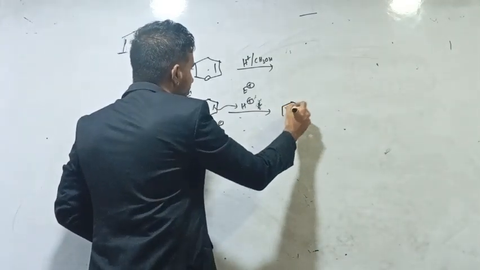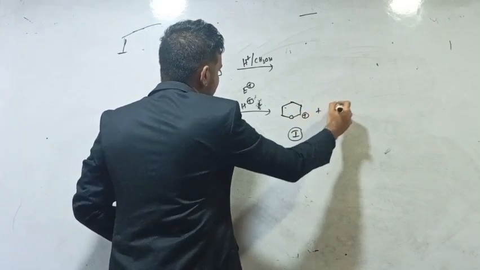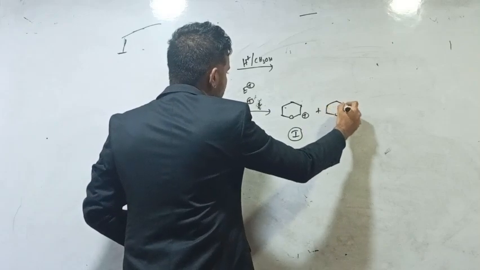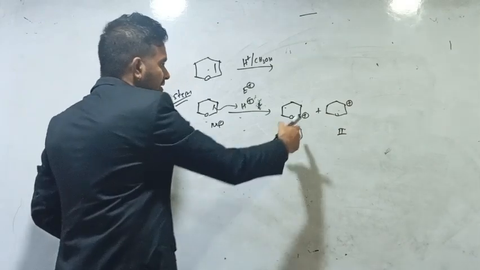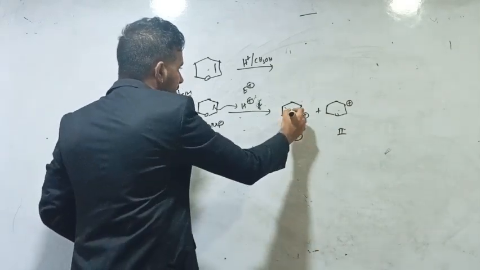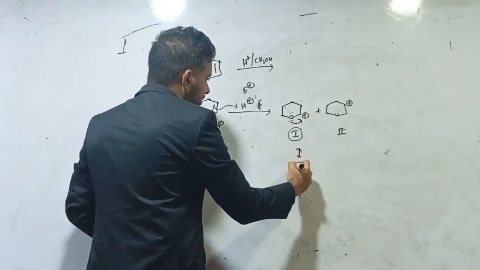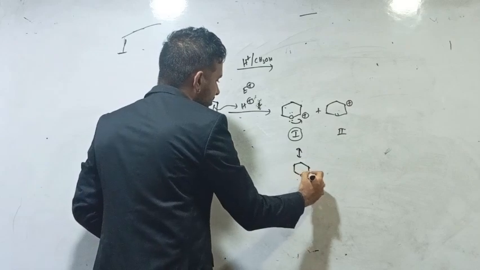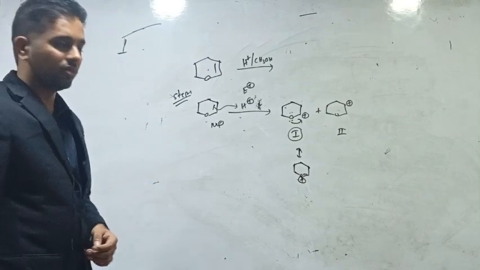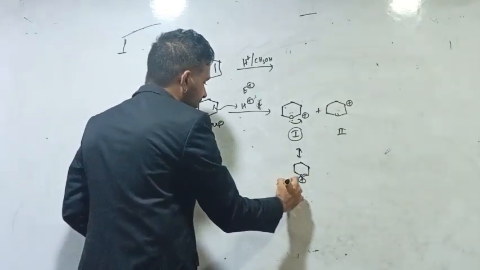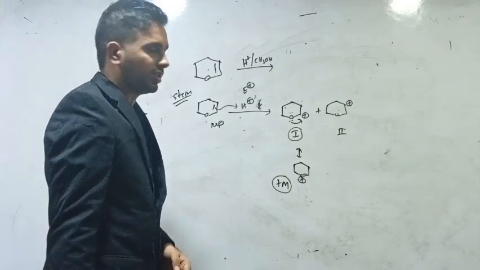As a result, you are getting two types of carbocations. One is carbocation 1, which is next to oxygen atom. The other one is carbocation 2. In carbocation 1, you can see this carbocation is stabilized by non-bonding electrons of the oxygen. As a result, you will get complete octet of this carbocation. Therefore, this carbocation 1 is more stable because of plus M effect of oxygen, whereas in case of carbocation 2, there is no such effect.